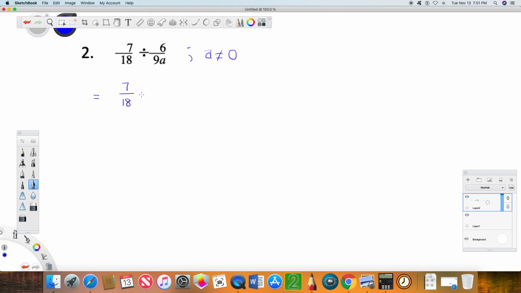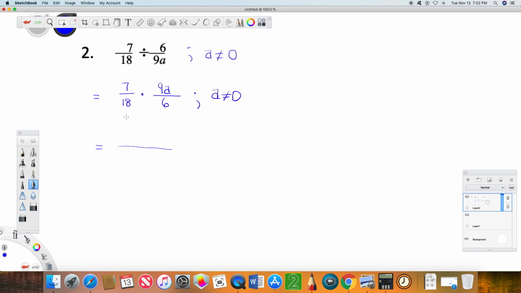We can change the division to multiplication and rewrite the second fraction as 9a divided by 6. We still have our restriction that a can't be 0, and we look now and we have a new numerator, but we don't have any variables in the denominator, so that does not introduce any new restrictions. All we need to do now is to write these two fractions as a single fraction by multiplying the two numerators together and multiplying the two denominators together.